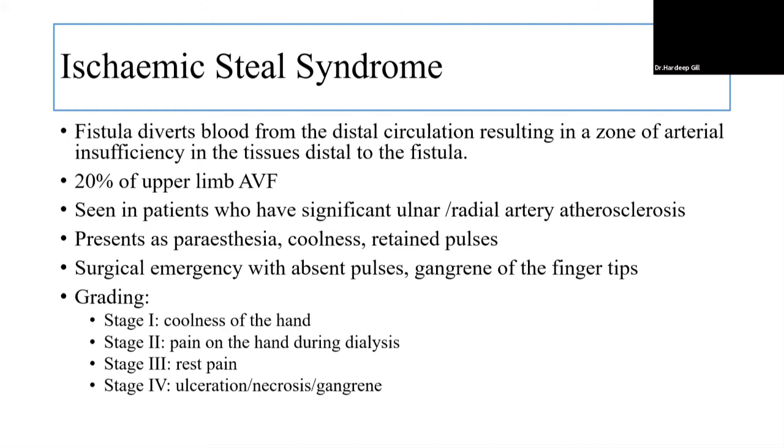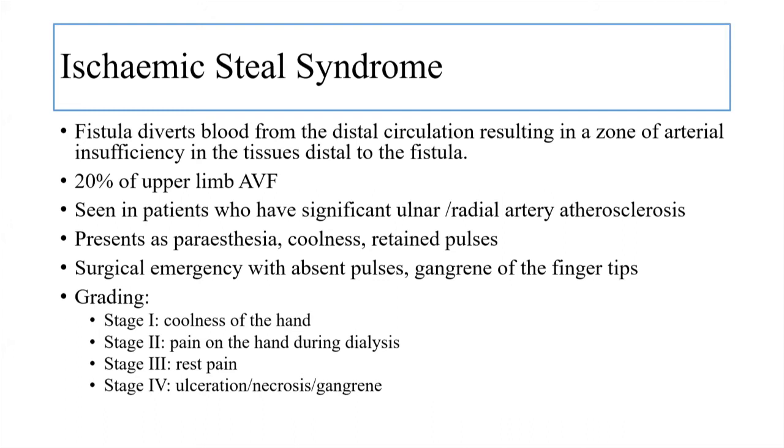Those who are symptomatic, I've seen they have significant radial or ulnar artery atherosclerosis. So these are very old patients. I've never seen steal syndrome in young patients who've got a very good palmar arch as tested by the Allen's test. And they present with paresthesia, coolness. However, the pulses are retained. It becomes a surgical emergency only when the pulses are absent or there's gangrene of the fingertips.